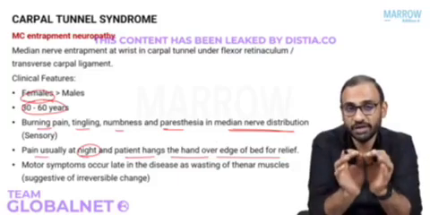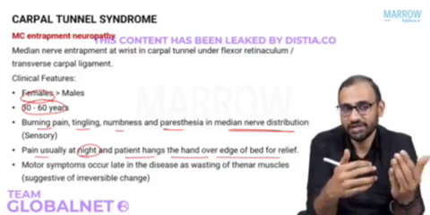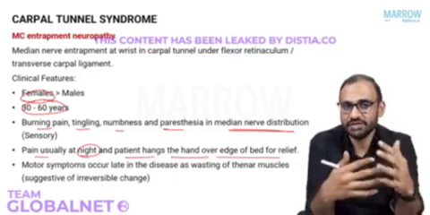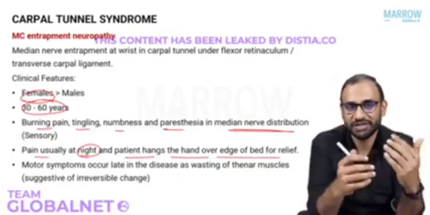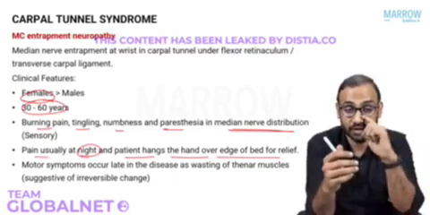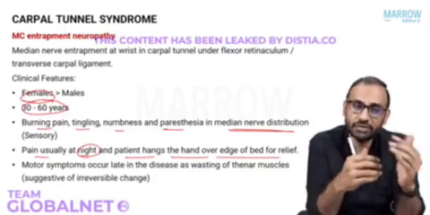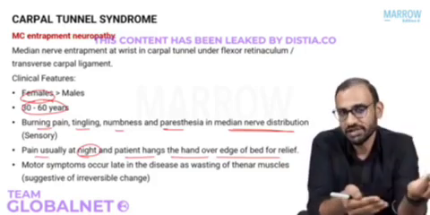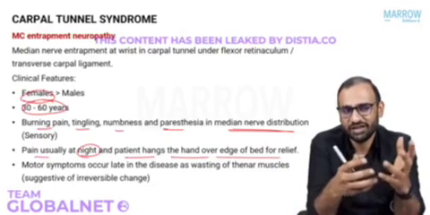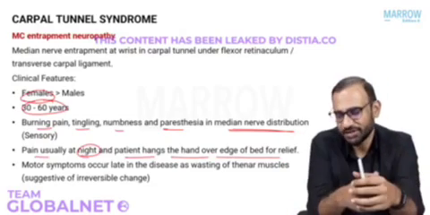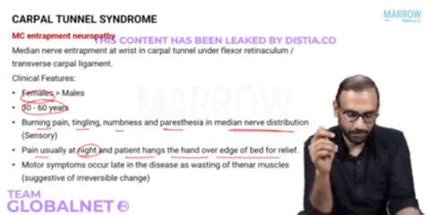Motor symptoms, remember, occur very late in the disease. So early on in the disease, you have sensory problems. The patient will complain of tingling, numbness, and burning sensation. Motor manifestations happen very late in the disease process, and usually, if the patient comes to you when the motor manifestations have already set in, the prognosis is usually poor because muscles have already started to die and get wasted. Please keep that in mind.